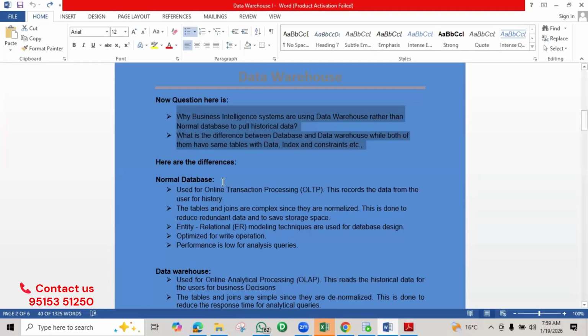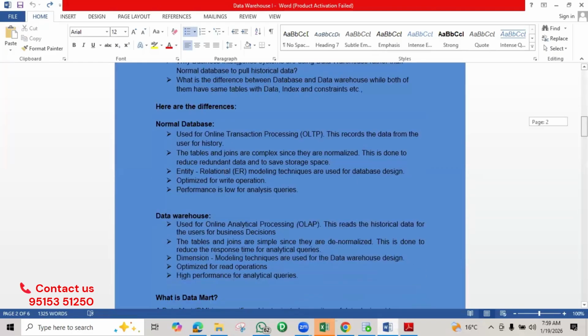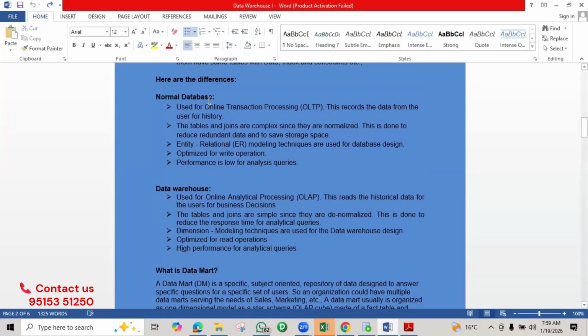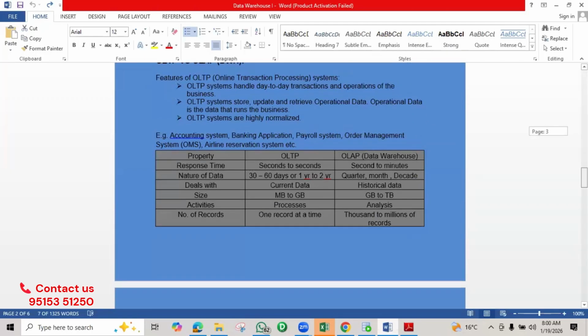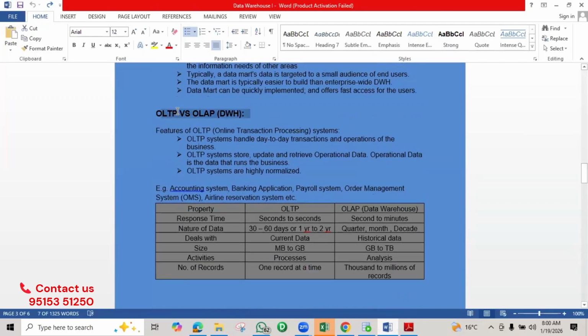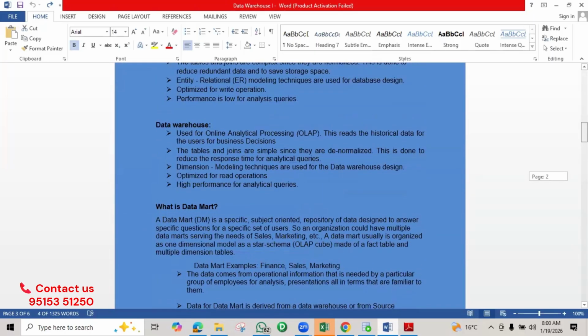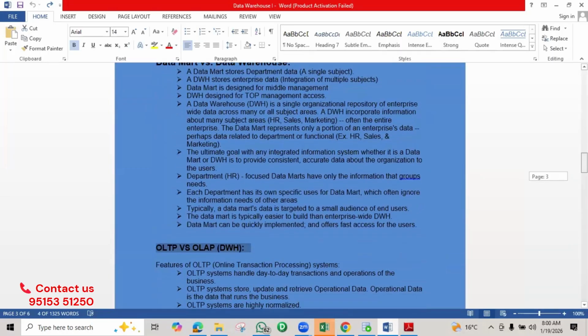Now, there are some technical differences also. What is the difference between a normal database and a data warehouse? A normal database is used for OLTP and a data warehouse is used for OLAP. What are OLTP and OLAP? That too we will discuss, guys. It is a complete topic of its own. Actually we were supposed to discuss it today, but the time doesn't permit due to some network issues.